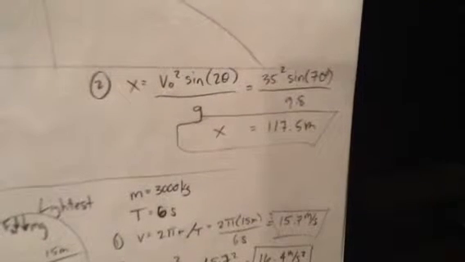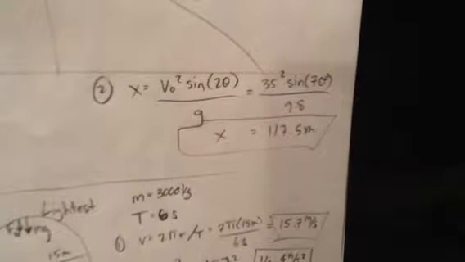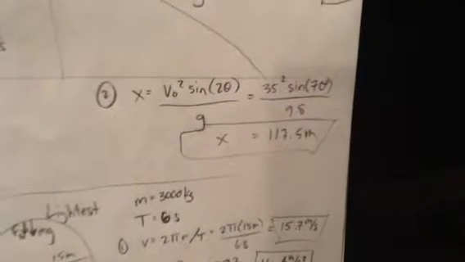the maximum height. The next part, you just use the range equation and plug in your numbers. It's real simple, and your answer is 117.5 meters. Feel free to pause anywhere along here as you want to see more about what I did.